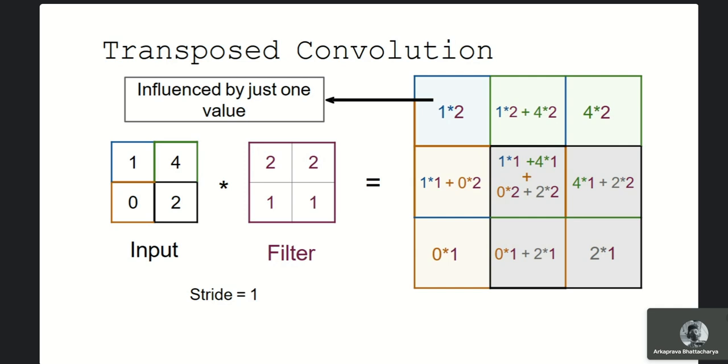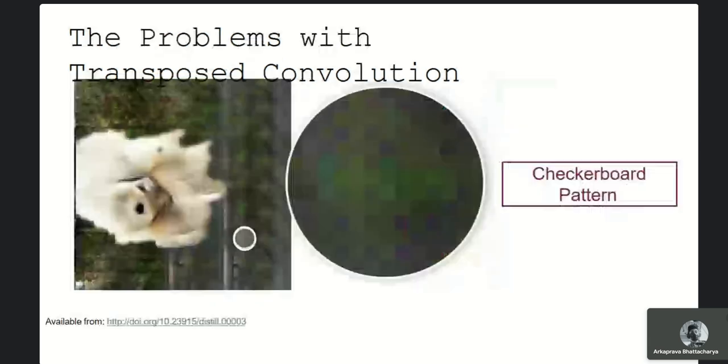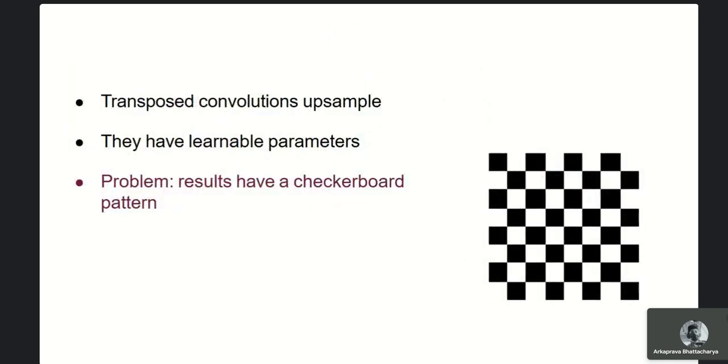So what I have shown, what I was saying just now, this pixel is influenced by 1, the pixel in the middle is affected by 4 input values, and this causes the checkered board problem. So like you have seen a Chinese checkered board, some pixel values will become very dark and some will remain very light, and this is the problem which we see in transposed convolution. So transposed convolutions are used for upsampling, they have learnable parameters, and they suffer from the checkered board pattern problem.